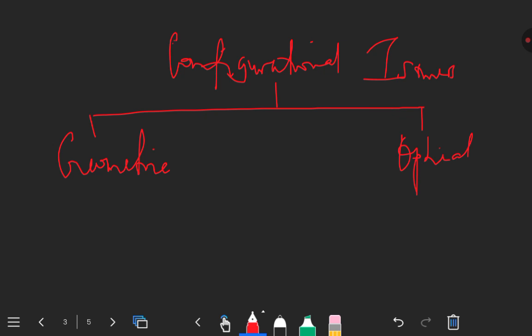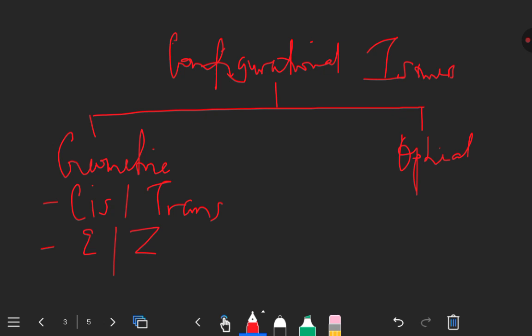So when you're talking about geometric isomers or geometric configuration isomers, these are further divided into two. So we have what are known as cis and trans. Then we also have what are known as E or Z. So that is under geometric isomers.